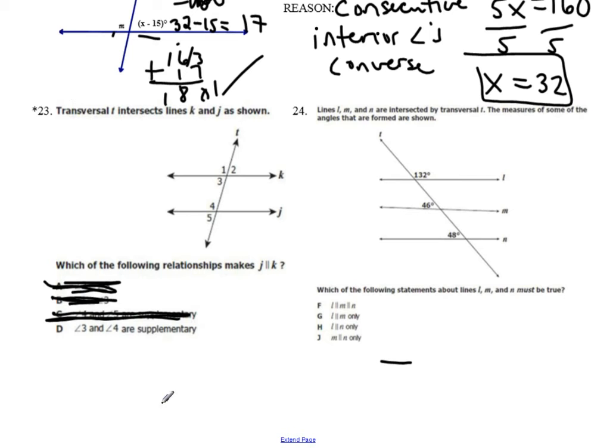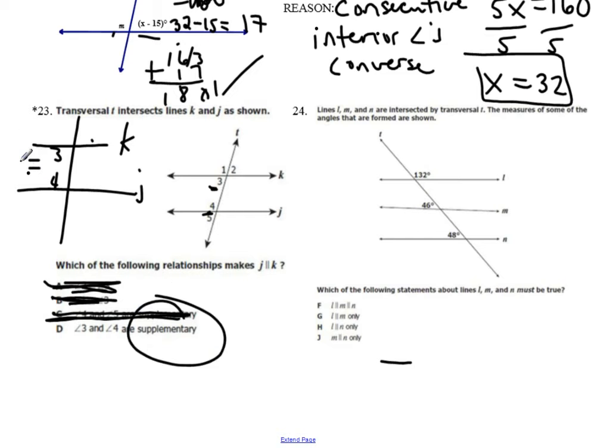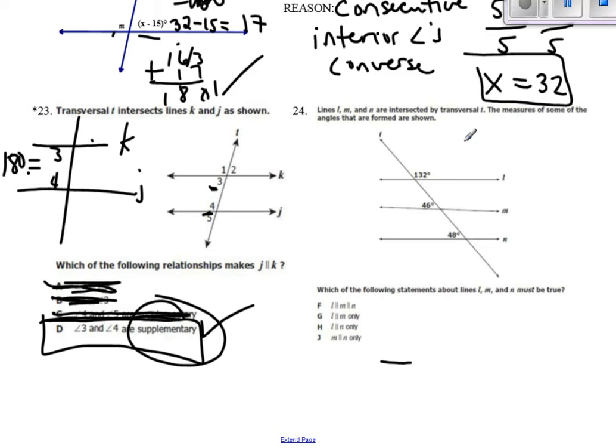And finally it says 3 and 4 are supplementary. Well, here we go. Now we have what looks like parallel lines, K and J. And because 3 and 4 add up to 180, or they're supplementary, that's going to prove that J is parallel to K, because when consecutive interior angles are supplementary, then the lines that form them are parallel.